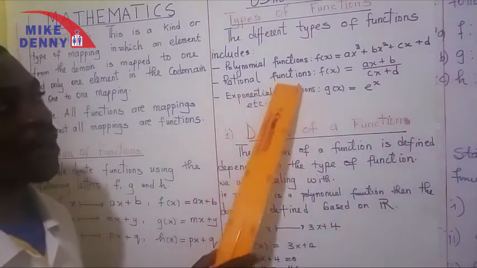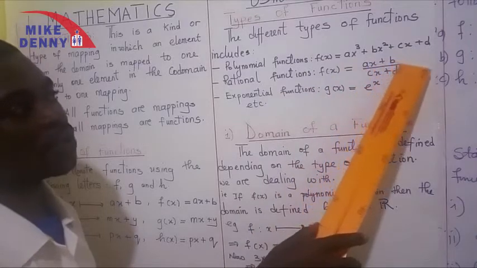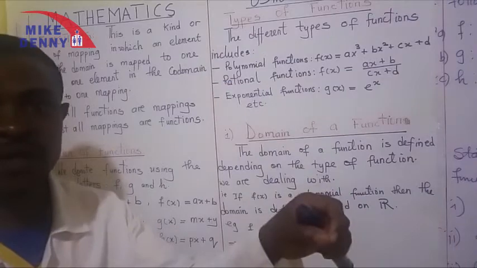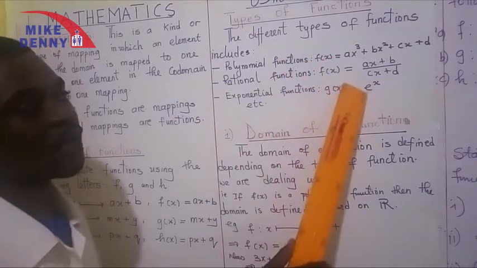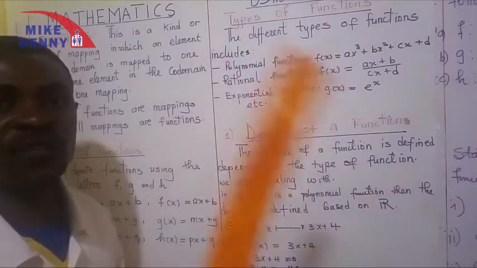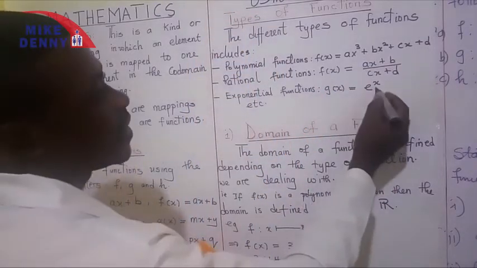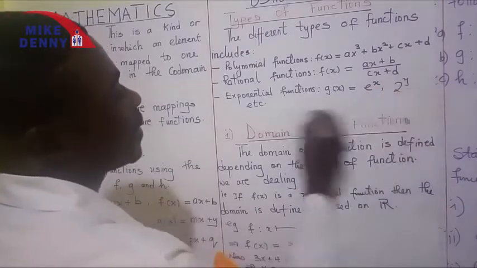The next type now is a rational function. That is f(x) = (ax + b)/(cx + d). So when you take a function and you divide by something, it gives what we call a rational function. And then the last one is the exponential function. When you have something raised to a certain power, it is exponential. For example, I've indicated e^x. I can also write 2^y, and so on.